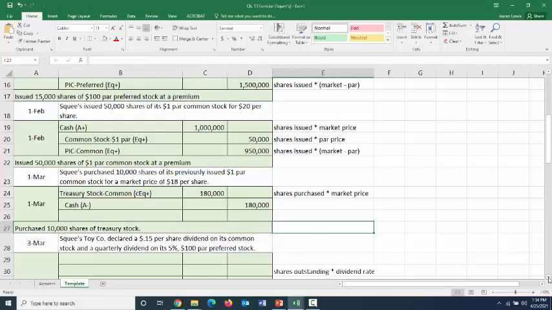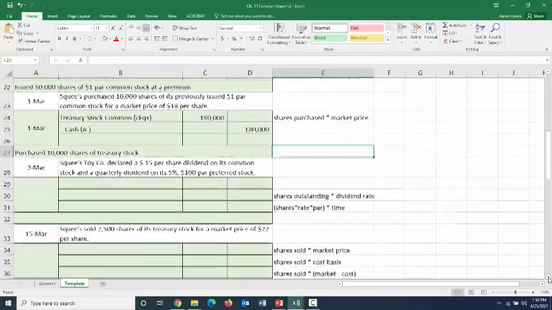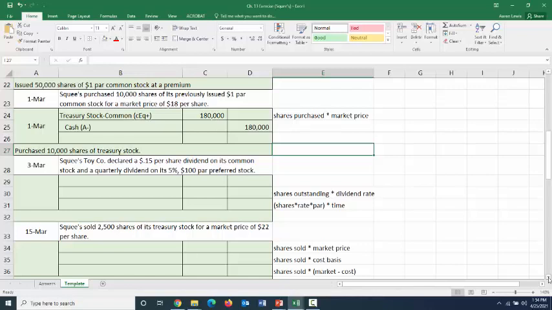In our next entry, we have on March 3rd the declaration of dividends. So at this point, our board of directors are saying we're going to pay a dividend in the future, but we're not actually paying it today. So on March 3rd, we need to record an entry that establishes the fact that we are going to withdraw money from the business to give to our owners and creates the liabilities that we are going to have for the dividend payments which we have to make at a future date.